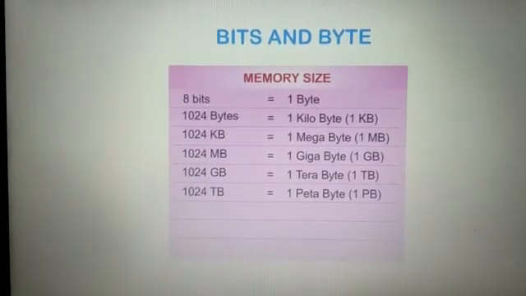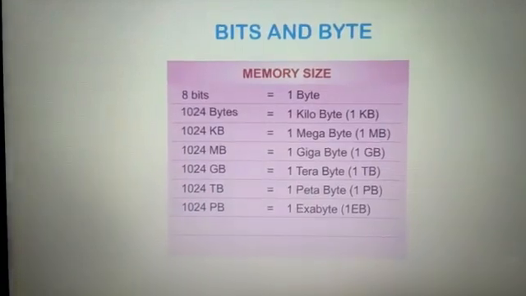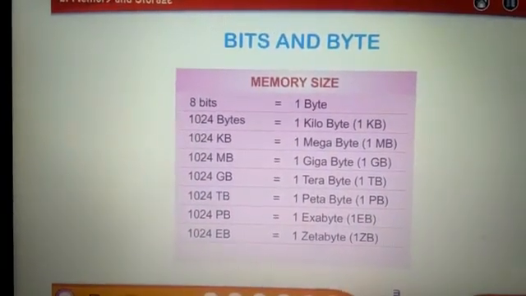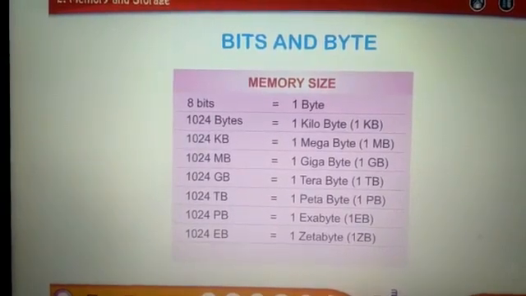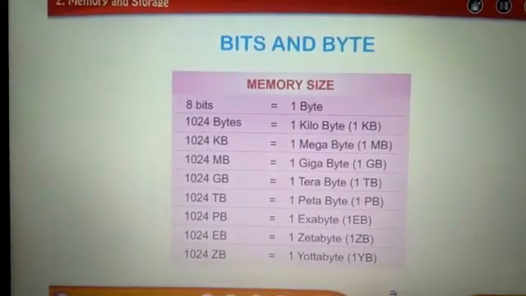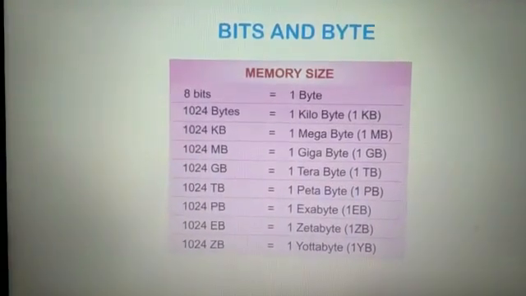1024 TB is 1 petabyte, 1 PB. 1024 PB is 1 exabyte, 1 EB. 1024 EB is 1 zettabyte, 1 ZB. 1024 ZB is 1 yottabyte, 1 YB.